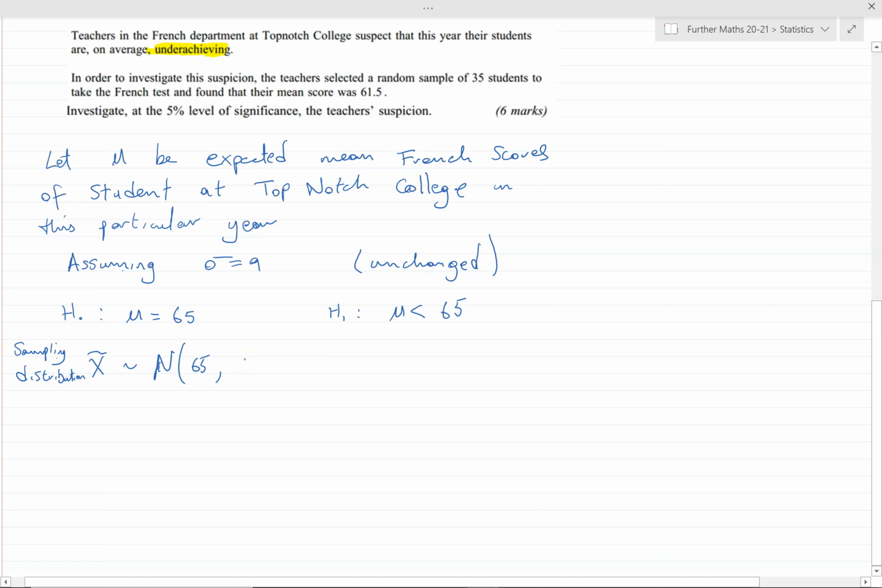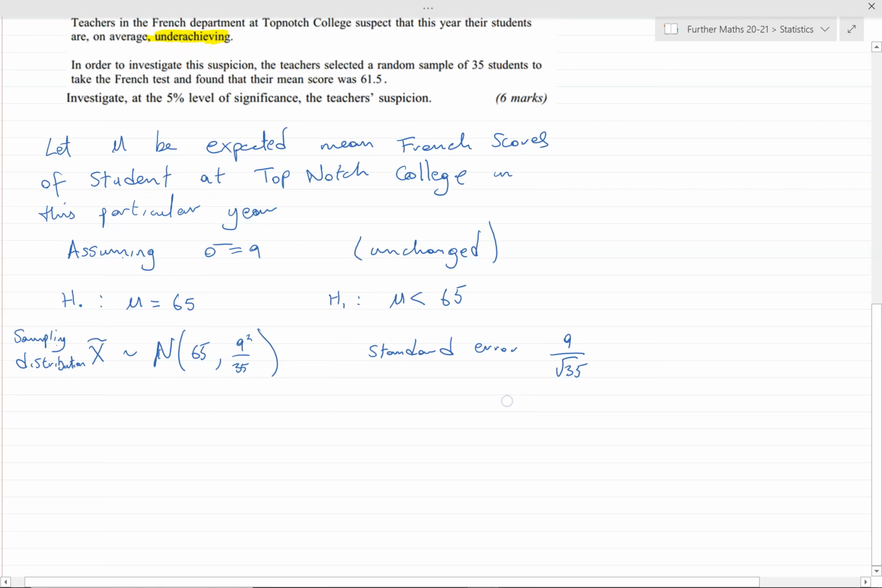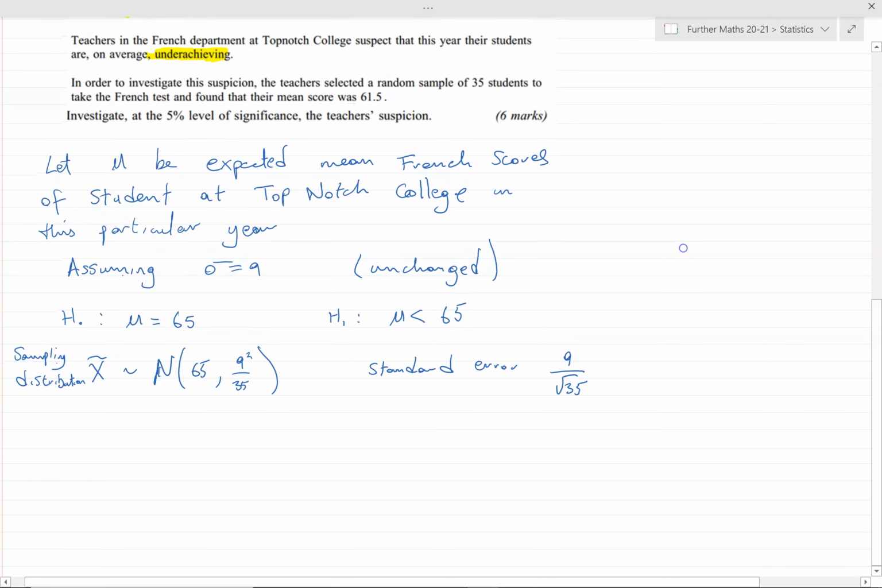The variance, assuming the standard deviation is unchanged, is equal to 9 squared over 35. The standard error is 9 over the square root of 35. So let's write that down. That's the same for all of these tests. We're going to be working with that distribution because we've taken a sample of size 35, so that's going to have a tighter standard deviation than the original distribution. Right, so let's do method 1.